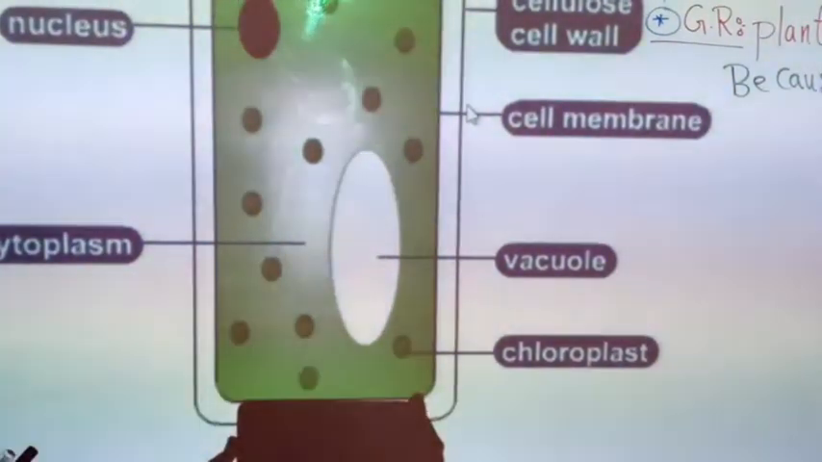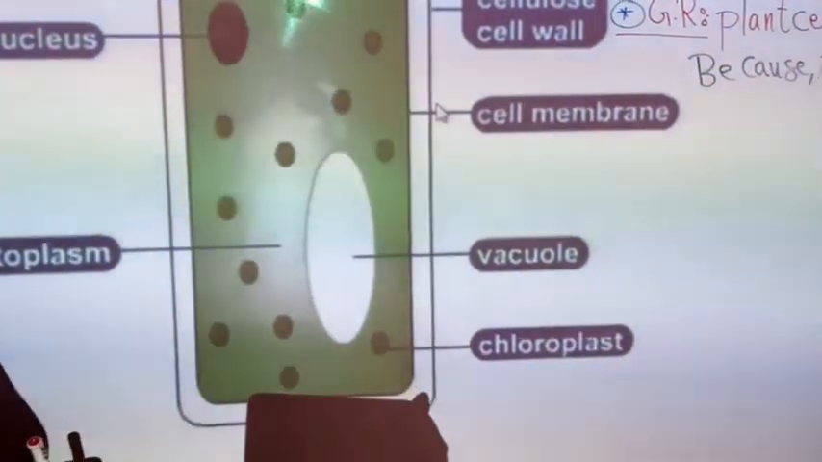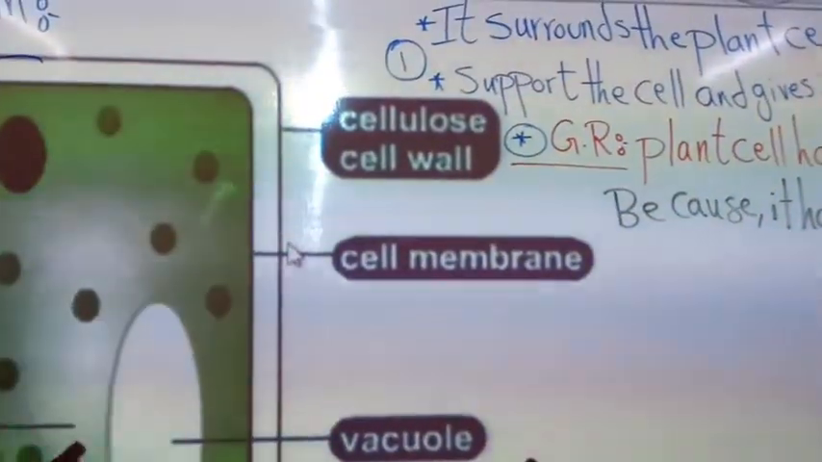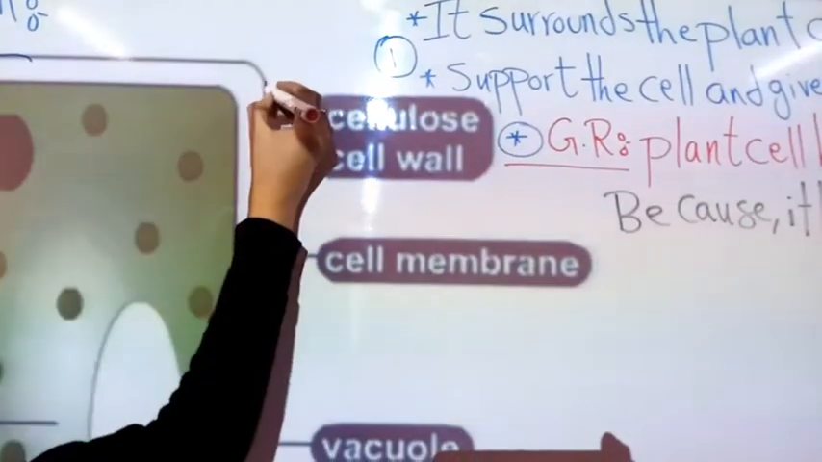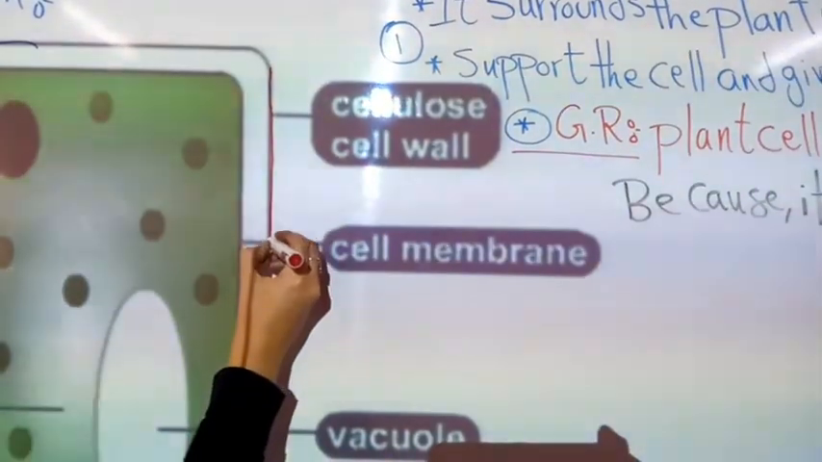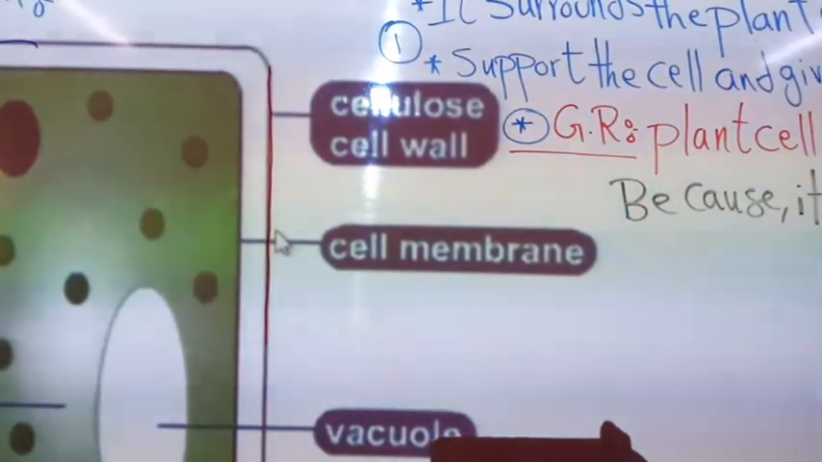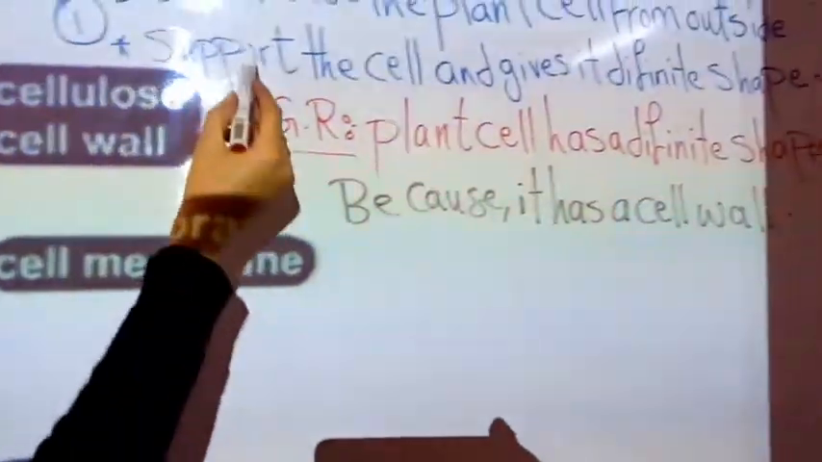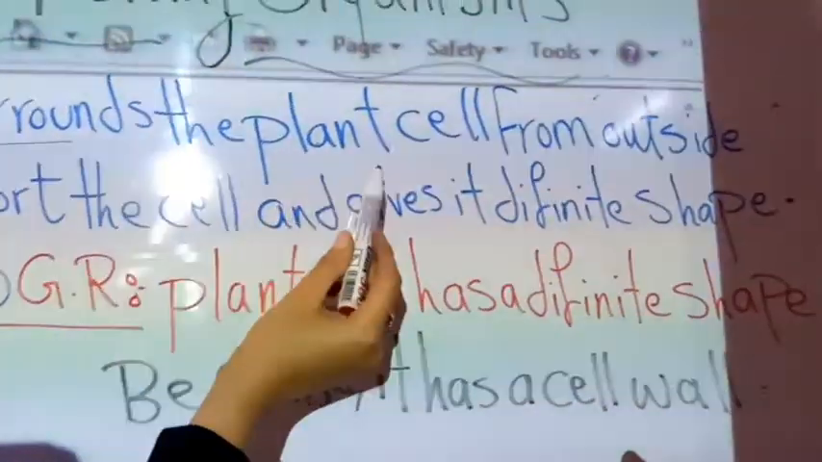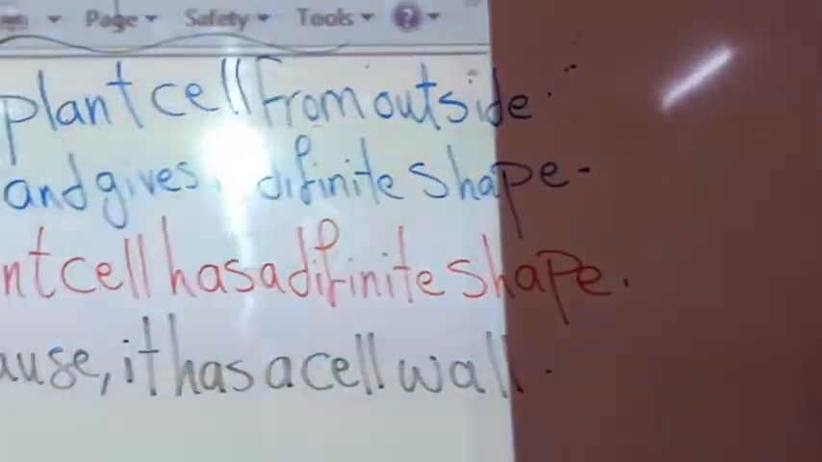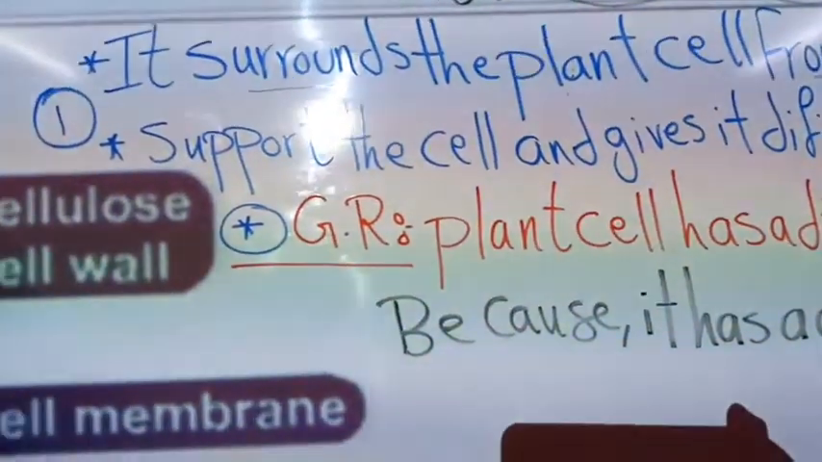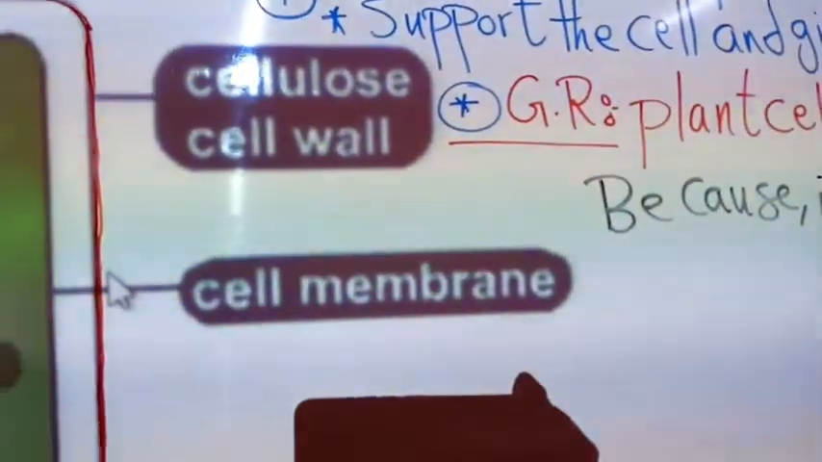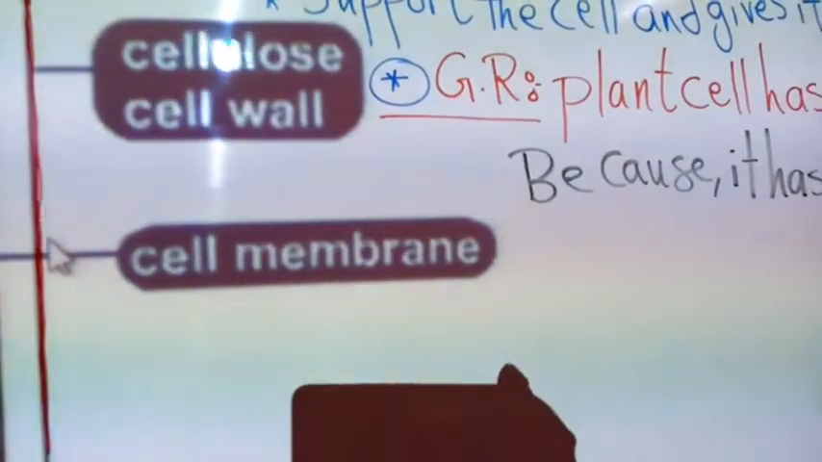Number one, we will talk about the cell wall. This is the cell wall, the wall from outside the cell. This is the wall which surrounds the plant cell from outside. So this is the cell wall which surrounds the plant cell from outside.